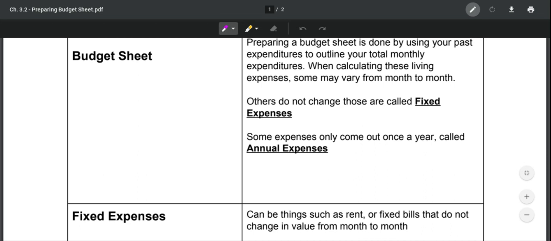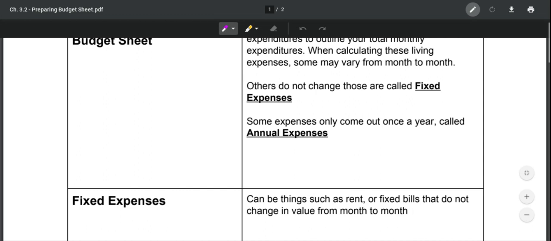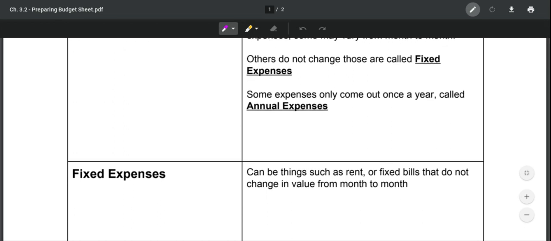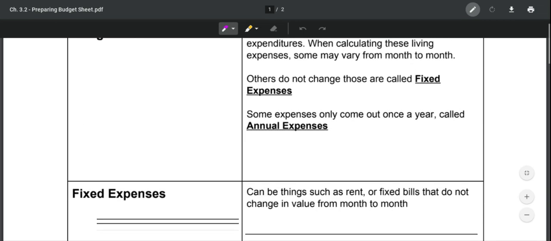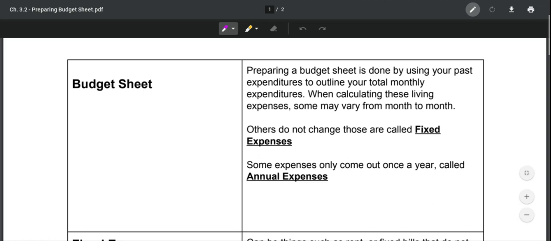But for the fixed expenses, things like rent, sometimes Wi-Fi, it's just a fixed amount every month. Things like that are called fixed expenses because they're fixed. They don't move, so they don't change. And then sometimes you have annual expenses, which is stuff that comes out once a year. Definition-wise, that's really all you need to know for that.